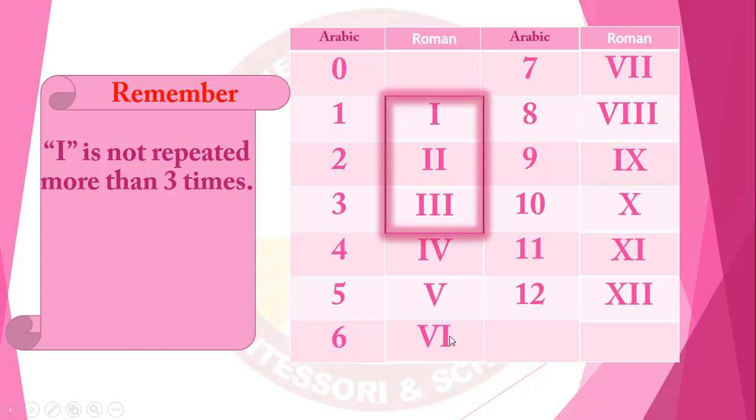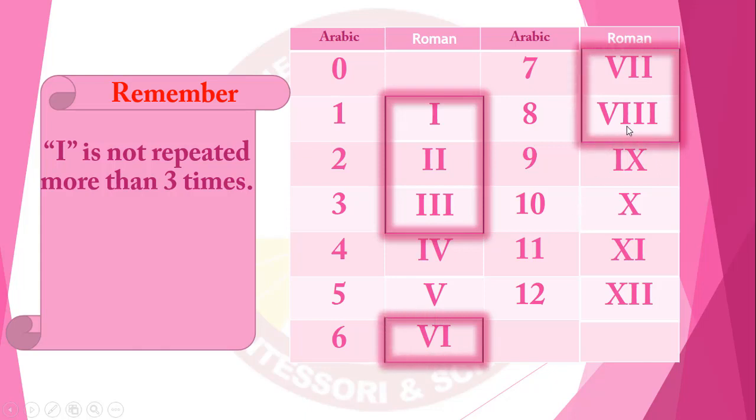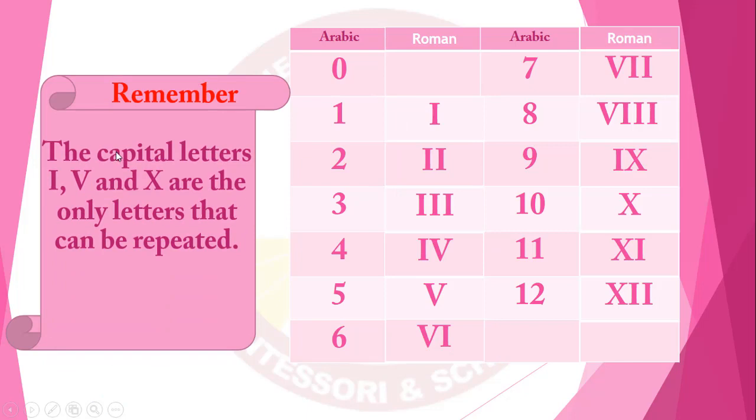And again, you can see here 6, 7, and 8. We cannot write 4 I with 5 like this. We cannot write 5 I to make it 9. Instead, a new symbol is added to get the 9, 11, 12. But the letters which can be repeated are I, V, and X. So you can see them all around till 12.